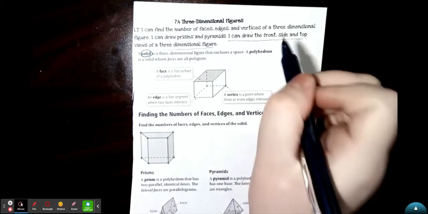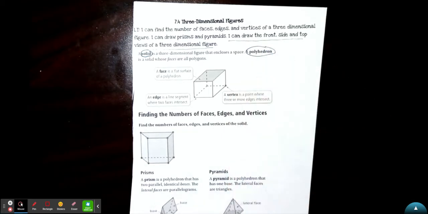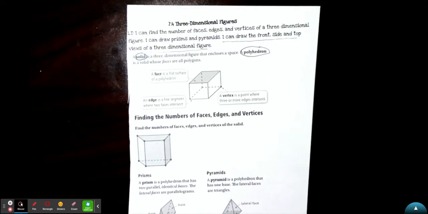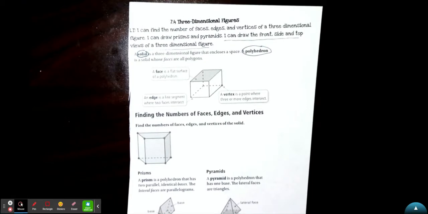Okay, a polyhedron is a solid whose faces are all polygons. So for example, a sphere. Think of a sphere, so like a globe, okay? A sphere is a solid. However, it is not a polyhedron because it doesn't have faces, okay? There's no way to open a globe and lay it flat where it looks like similar shapes. Our voices should be off.